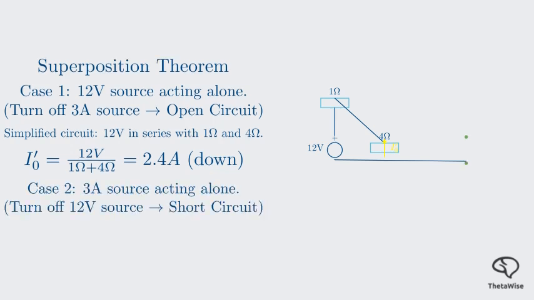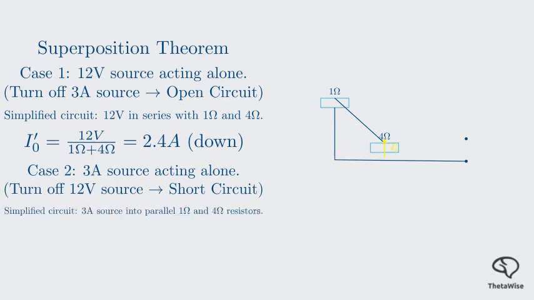Next, let's find the current I0 double prime due to the 3-amp source acting alone. This means we must turn off the 12-volt source. We replace the 12-volt source with a short circuit. Now we have a circuit where the 3-amp current is flowing into a junction that splits between the 1 ohm resistor and the 4 ohm resistor. This is a current divider problem.